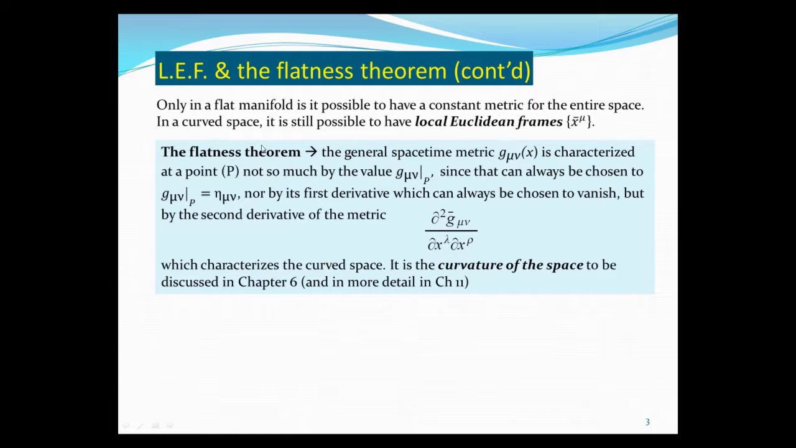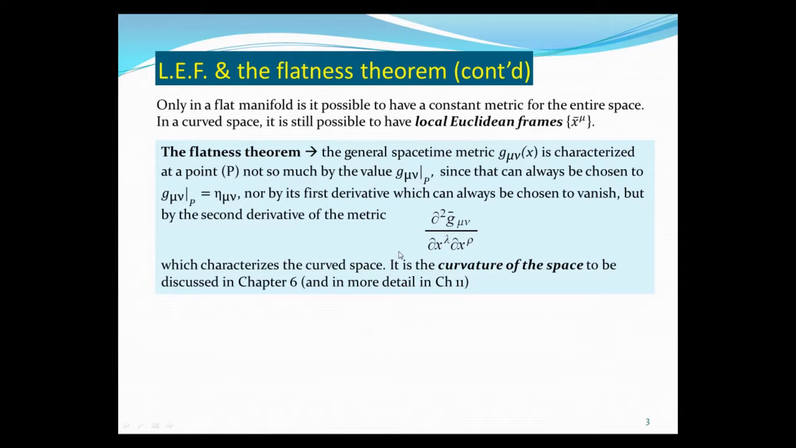message really the Flatness theorem taught us is that in a general space-time, the metric is characterized at a point not so much by its value, because we can always choose the value to be the flat space value, nor by its first derivative, because we can always pick a coordinate such that the first derivative vanishes. What really characterizes the space at this point is the second derivative, which cannot be equal to 0, which characterizes the space. In fact, it is what we later on call the curvature of the space.